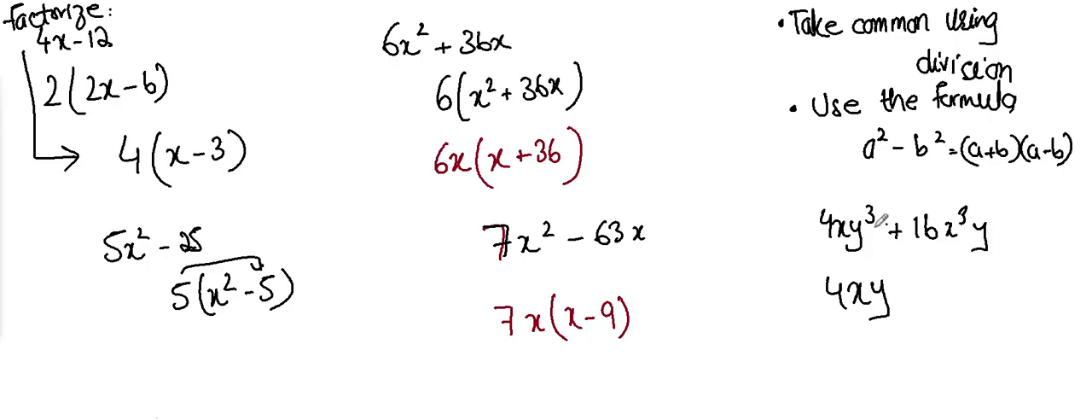Why? Because we have x cube here, but we don't have x cube here, right? We only have x. So x cube can also be written as x times x times x. Am I right? So we have x present here as well. Just like that, y cube can also be written as y times y times y. Am I right? Yes, absolutely, you're right. So this can be written as 4xy. That will be common.